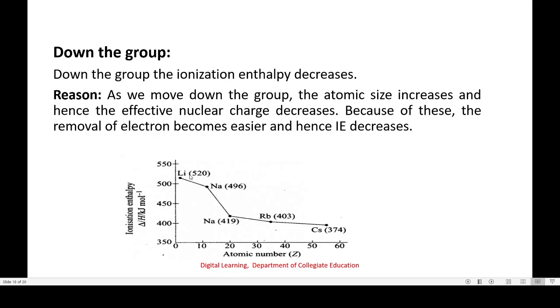There is an increase in the number of inner electrons, which shield the valence electron from the nucleus. The overall effect of the increase in atomic size and the shielding effect is much more than the overall effect of the increase in nuclear charge. Consequently, the outermost electron is less and less tightly held to the nucleus as we move down the group. Hence, the ionization energy decreases from top to bottom. For example, in the group, lithium has a higher ionization energy compared to cesium. So this is the trend down the group.